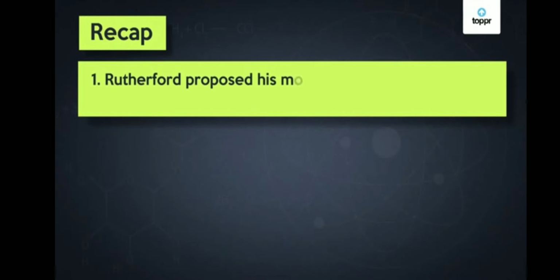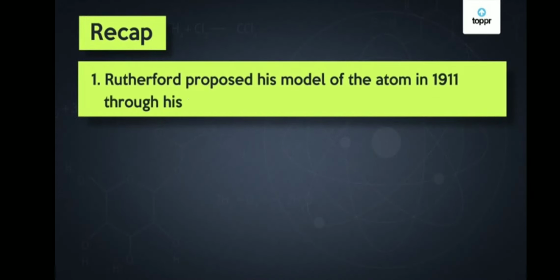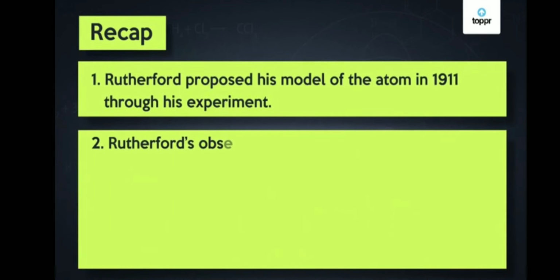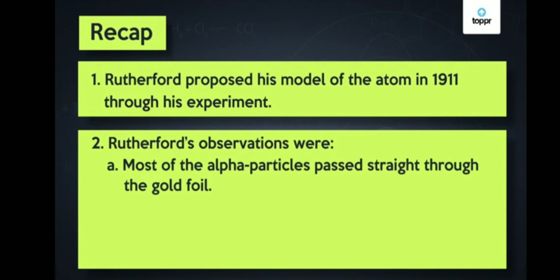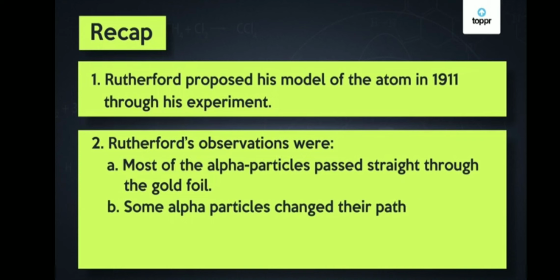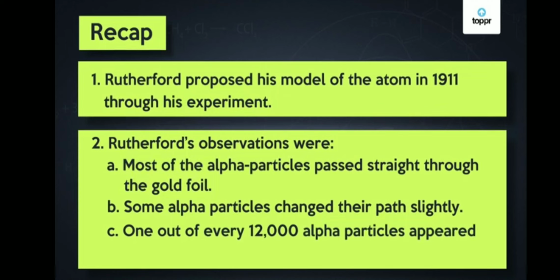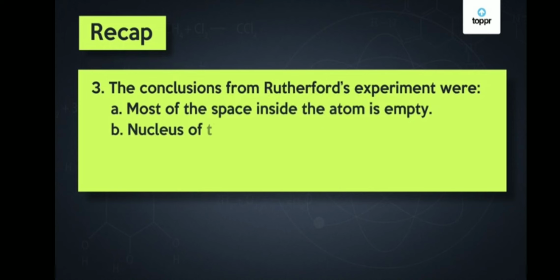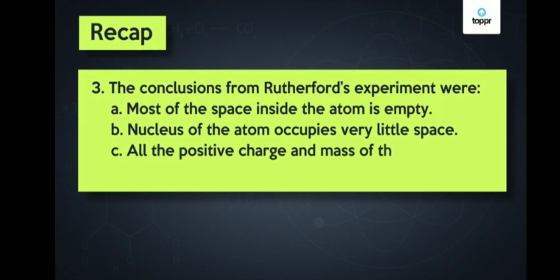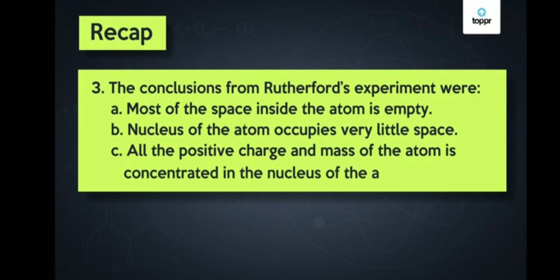Rutherford proposed his model of the atom in 1911 through his experiment. Rutherford's observations were: most of the alpha particles passed straight through the gold foil. Some alpha particles changed their path slightly. 1 out of every 12,000 alpha particles appeared to rebound by 180 degrees. The conclusions from Rutherford's experiment were: most of the space inside the atom is empty. The nucleus of the atom occupies very little space. All the positive charge and mass of the atom is concentrated in the nucleus of the atom.